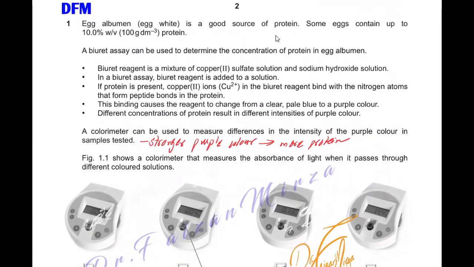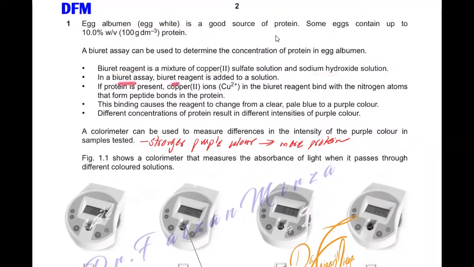The detail provided in this question is that egg albumin, which is egg white, is a good source of protein. Some eggs contain up to 10.0% weight by volume, or 100 gram per dm cube, of protein. So this concentration is already provided to you. A biuret assay can be used to determine the concentration of protein in egg albumin. Biuret reagent is a mixture of copper sulfate and sodium hydroxide.